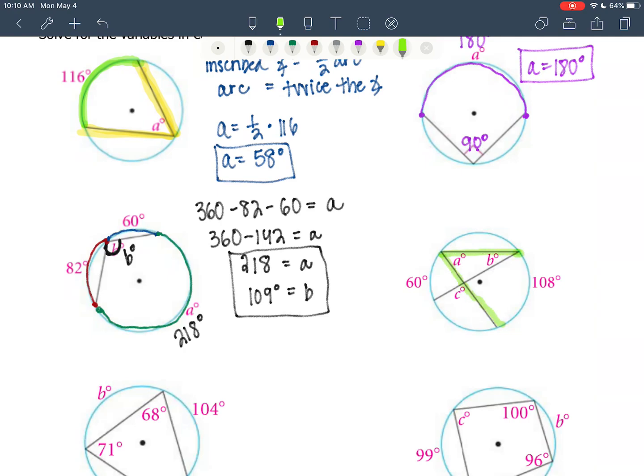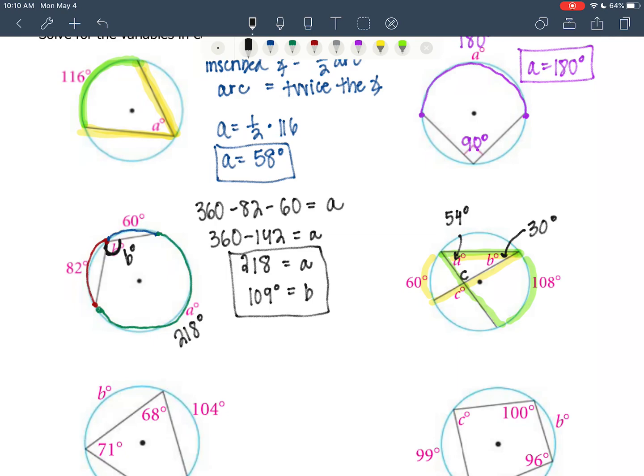I've got an angle that intercepts an arc, and I've got an angle that intercepts an arc. So I use color a lot here. So I'm going to start with those two. A degrees is going to be half of 108. So A degrees is going to be 54. So that measure is 54. B is going to be half of 60 degrees. So B is going to be 30 degrees.